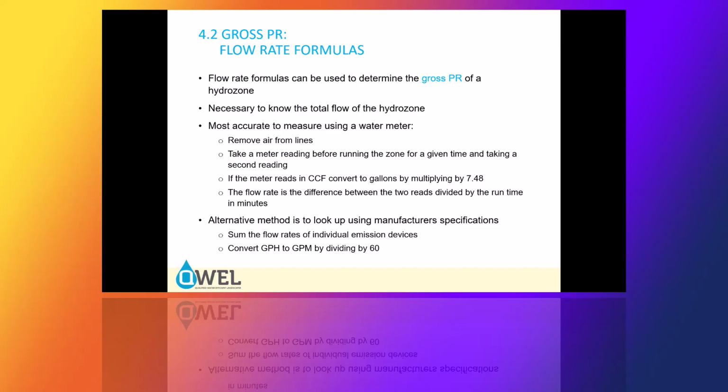An alternative method is to look up the flow rate of the emission devices installed using manufacturer's specifications. So what you're going to do is sum the flow rates of the individual emission devices to obtain the flow rate for the entire hydrozone. If it's a drip system, convert the drip emitter flow rates from gallons per hour to gallons per minute by dividing the flow in gallons per hour by 60.